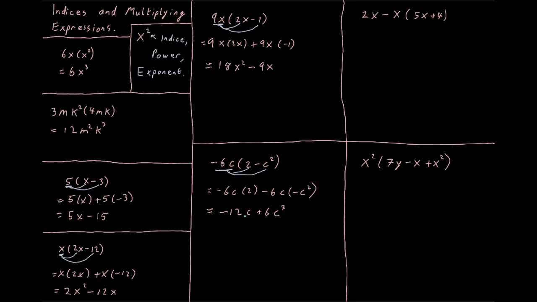I have c by itself here. I have minus 12c, and then I have c cubed, or 6c cubed here, which would mean c times c times c. So they're not like terms, even though they both have c in them.